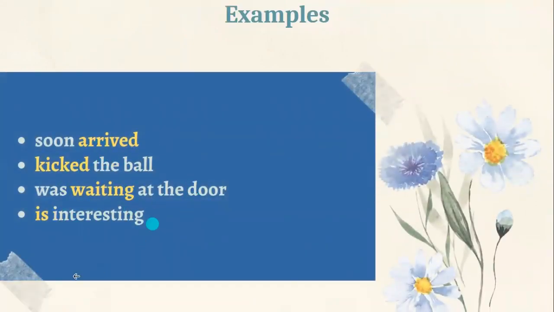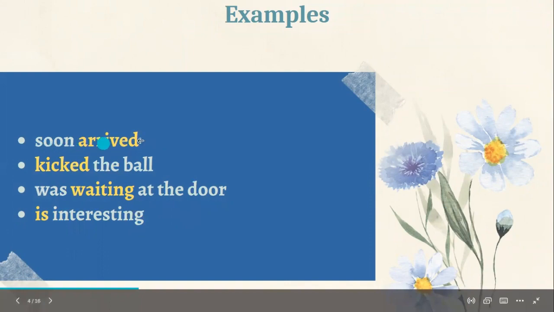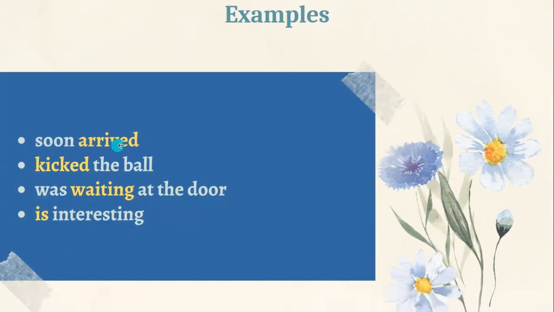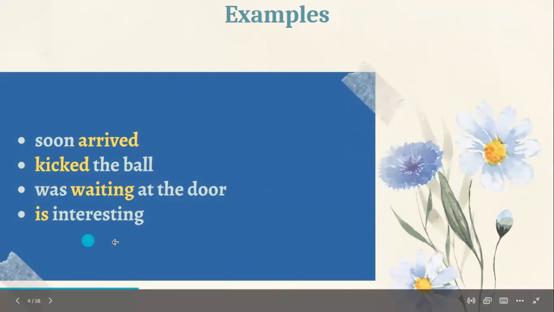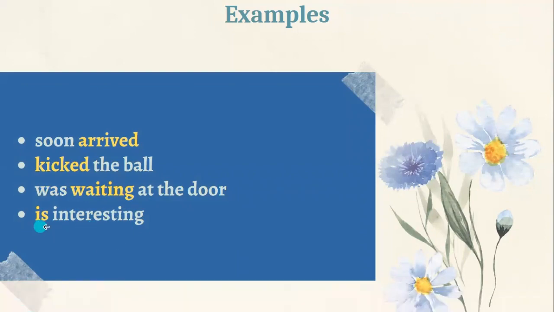Let's examine these verb phrases. Soon arrived. This verb phrase consists of the verb, that is the head, and a modifier, that is the adverb. Also, kick the ball. Kick is the head, and the ball is the complement. Was waiting at a door. Was is the auxiliary. Waiting is the head, and at the door is the adverbial. So all of these elements create a verb phrase. Is interesting. This verb phrase consists of a verb, that is the head, and interesting is the subjective complement.